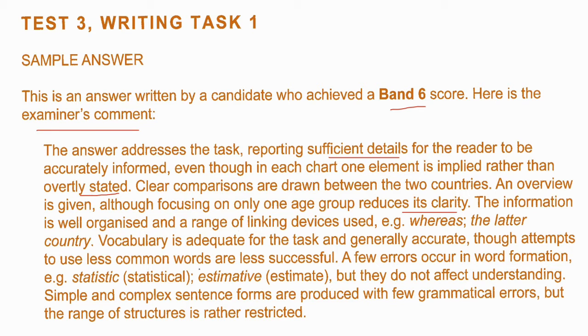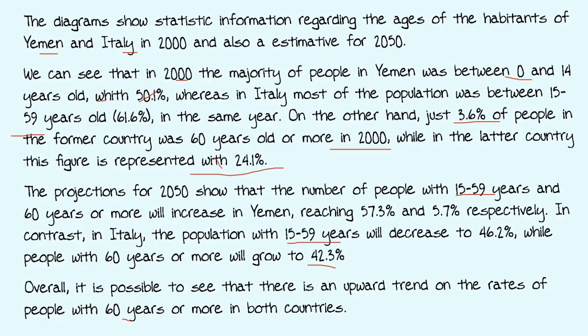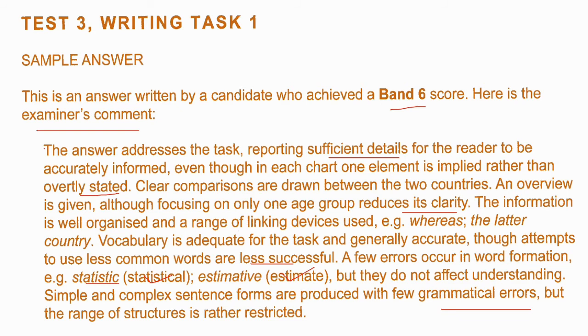A few errors occur in word formation, for example, statistic, which should be statistical, estimative, that should be estimate, but they do not affect understanding. Simple and complex sentence forms are produced with few grammatical errors, but the range of structures is rather restricted. So, whenever you write this, try not making the mistakes which have been pointed out by the examiner.